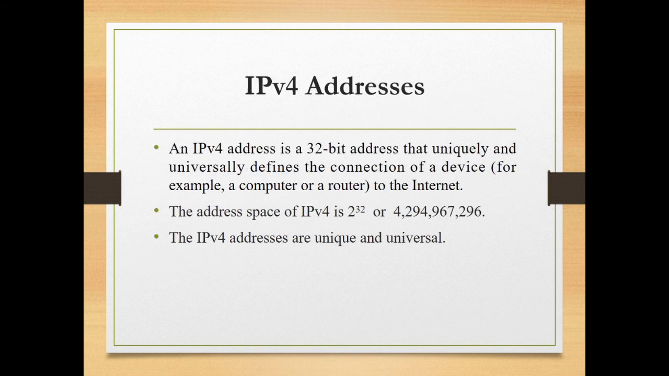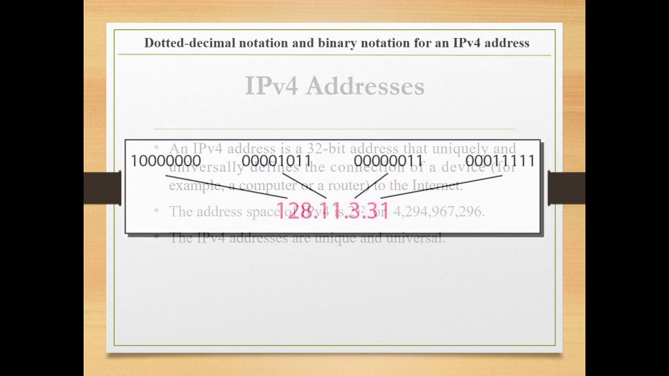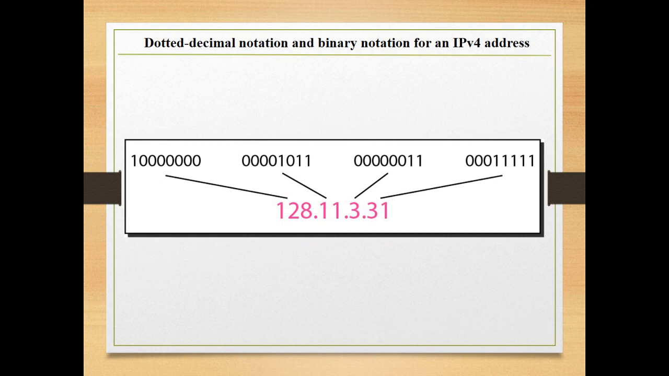IP version 4 addresses. An IP version 4 address is a 32-bit address that uniquely and universally defines the connection of a device to the internet. The address space of IP version 4 is 2^32. IP version 4 addresses are unique and universal. Here you can see the decimal dotted notation as well as the binary notation of an IP version 4 address.